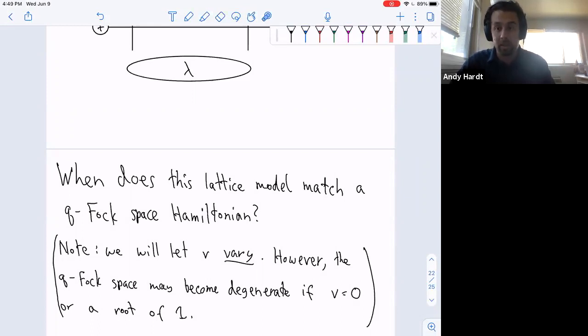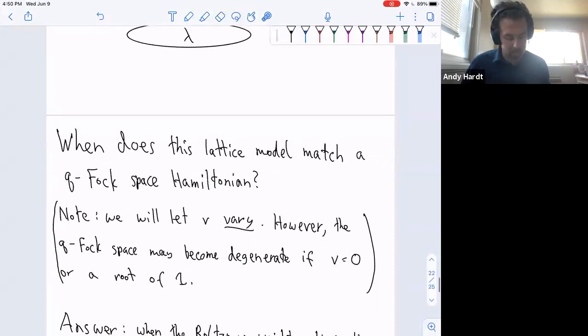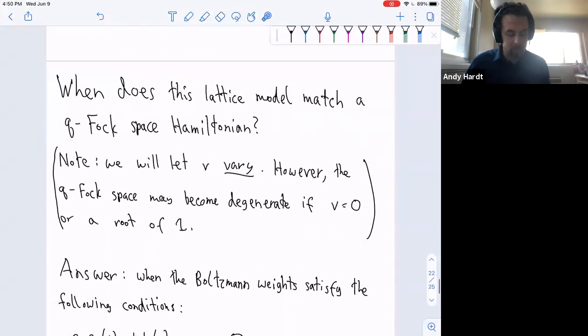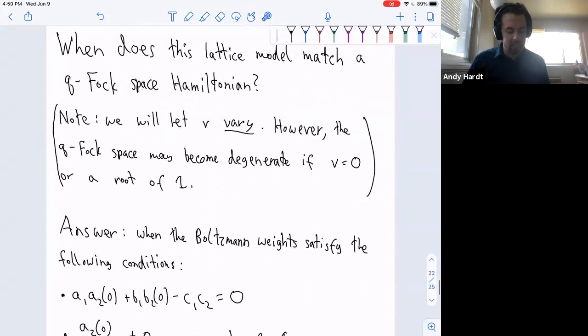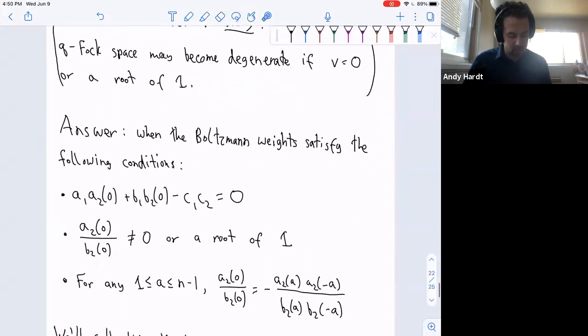The exception, though, it's an unfortunate exception, is that the Q Fock space becomes degenerate. It's certainly degenerate if V is equal to 0. And it's too bad because that would have been our favorite case. But the Q Fock space doesn't work if V is 0, or potentially if it's a root of unity. And so the answer to when this lattice model has a Q Fock space is when the Boltzmann weights satisfy these conditions.